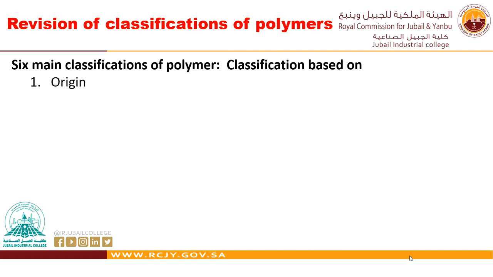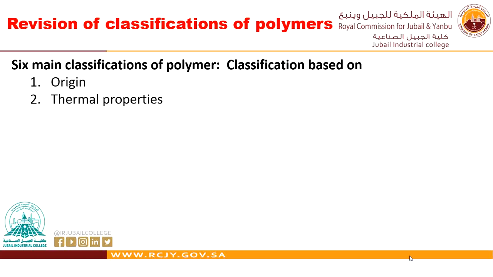For example, natural rubber, cellulose, DNA, which are usually called polynucleotides, and then we have starch, which are called polysaccharides, and then we have proteins, which are usually called polyamides. Under synthetic polymers, these are polymers that are produced by industrial processes. Examples of such polymers include polyethylene, polypropylene, polystyrene, polyvinyl alcohol, polyvinyl chloride, polyethylene terephthalate, polycarbonates.